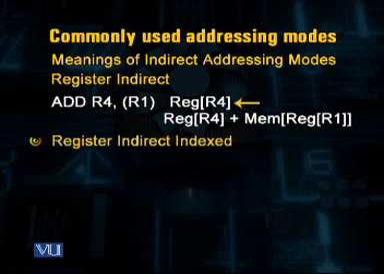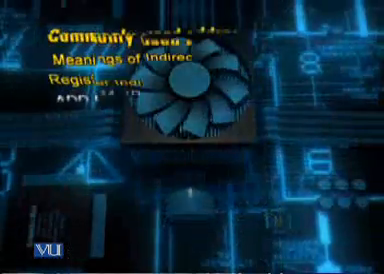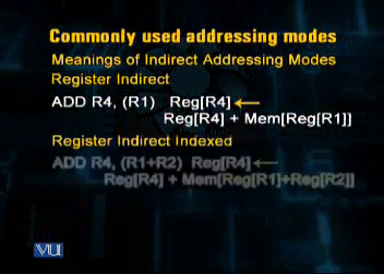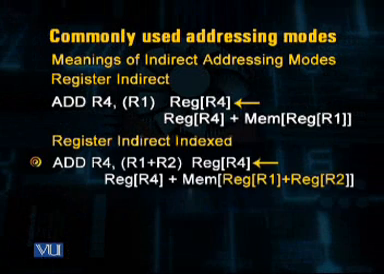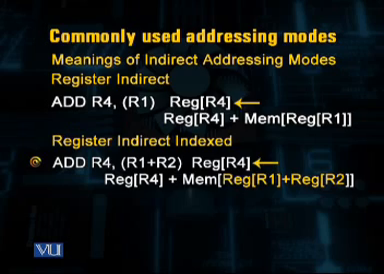The second type of indirect addressing is known as indexed indirect addressing. This indexed indirect addressing is usually used for dealing with array type data. But you can see over here the address of one of the memory locations is specified by the contents of two registers, by the sum of the contents of two registers R1 and R2.